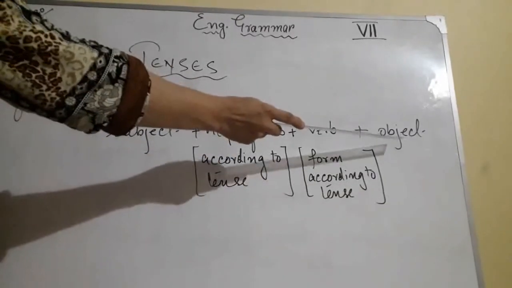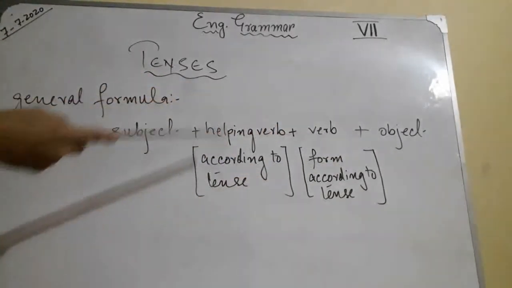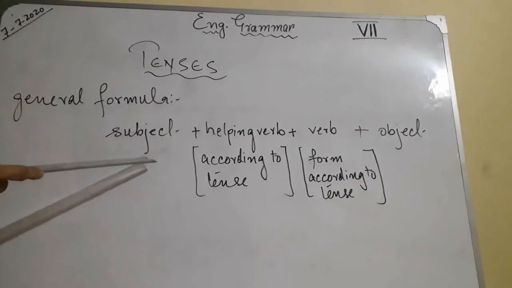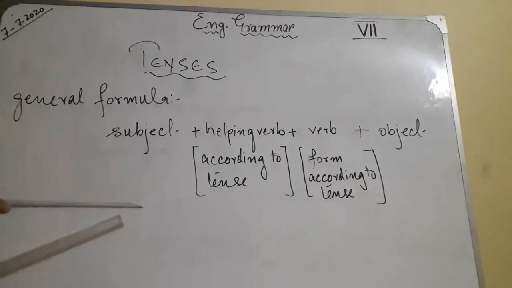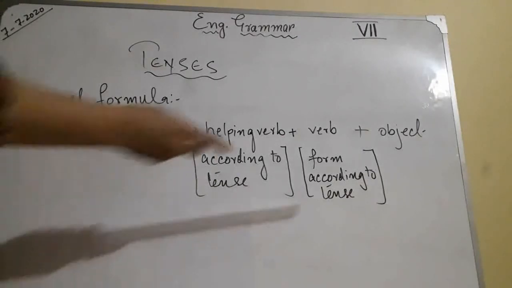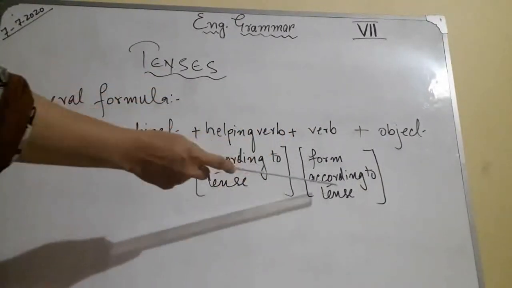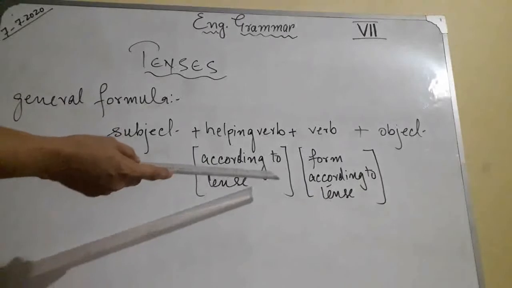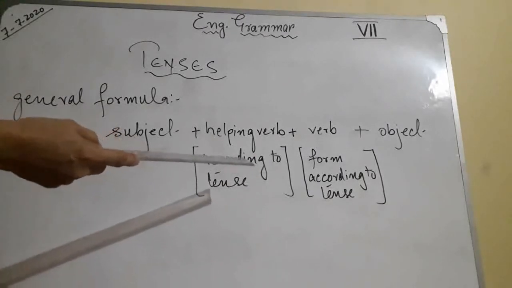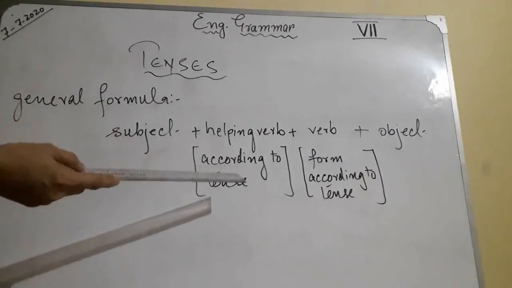Then we use object, the thing which is going to be affected by the subject. Subject is mostly noun or pronoun, and object can also be noun or pronoun. And in the middle, different forms of verb and helping verb we use sometimes. So let us discuss the indefinite tense one by one.